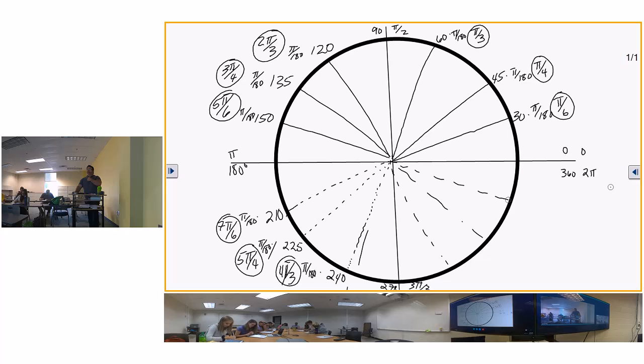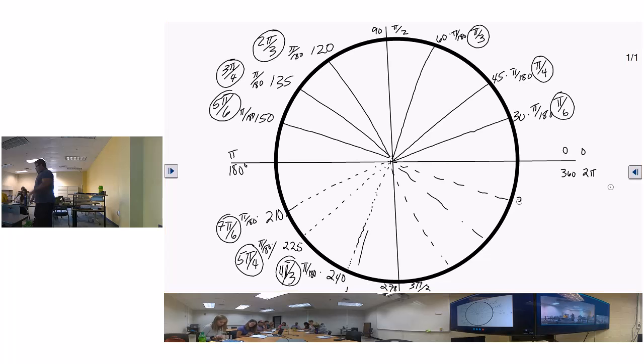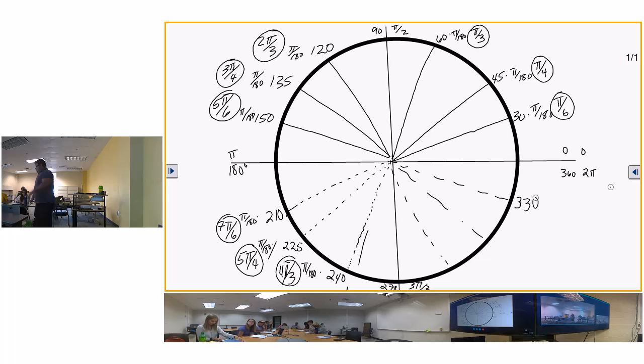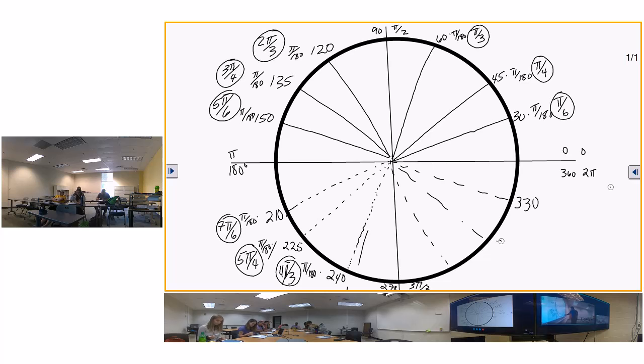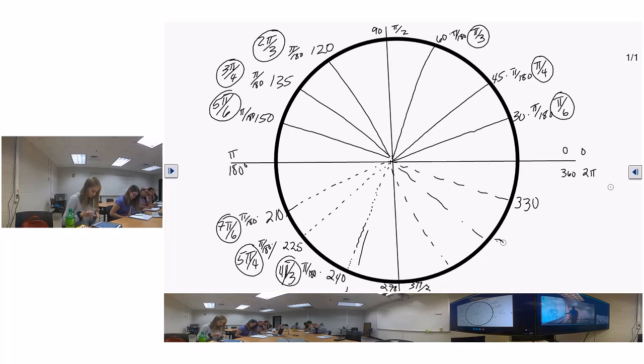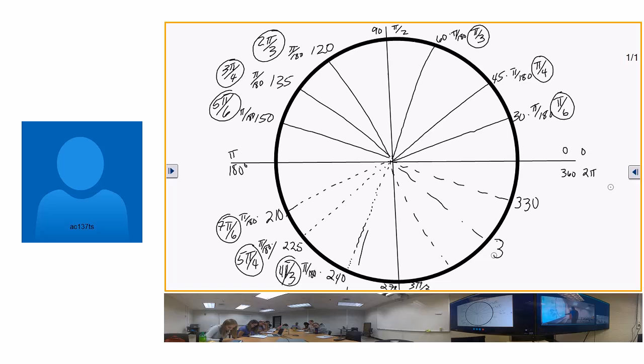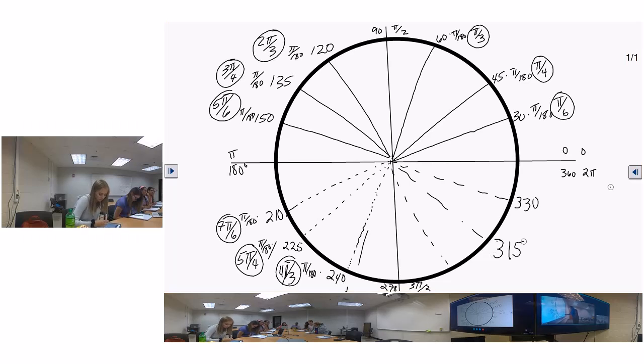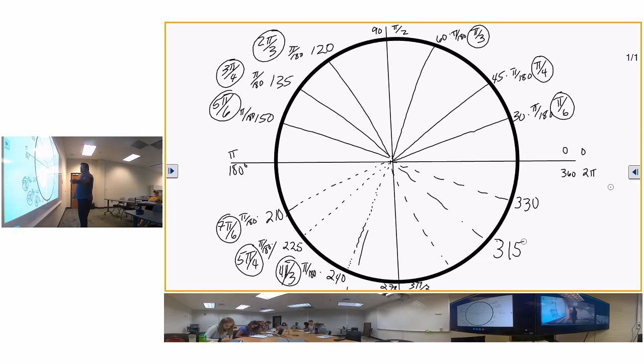Anybody ever had trig before and you were told to memorize this thing? You don't have to memorize it. You just have to think. Let's do it. What is 360 minus 30? What is 270 plus 45 or 360 minus 45? And what is 270 plus 30? 300.